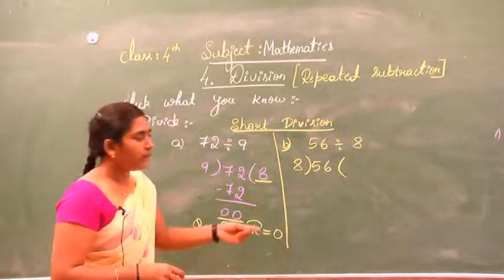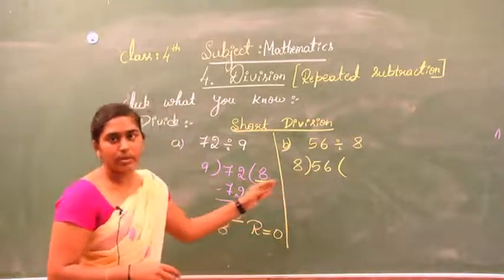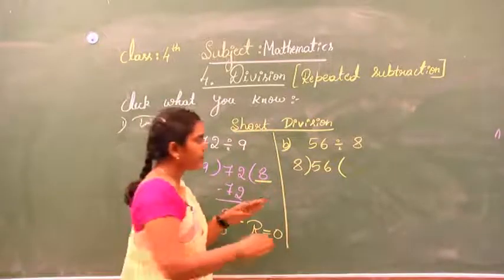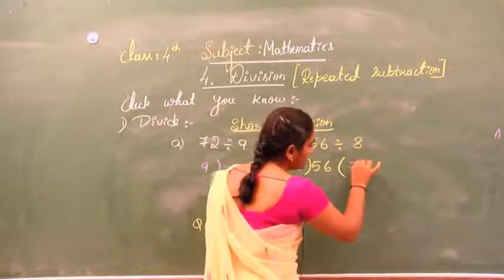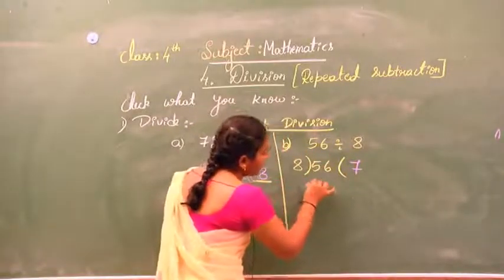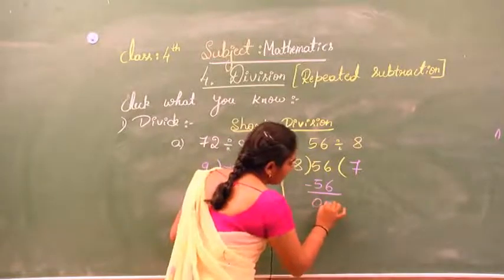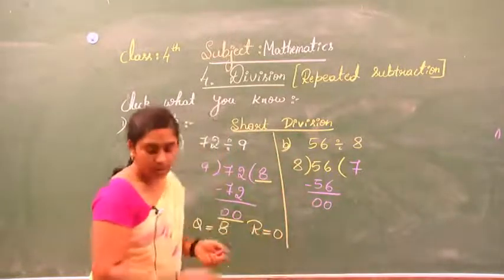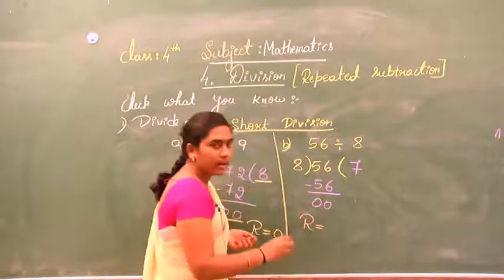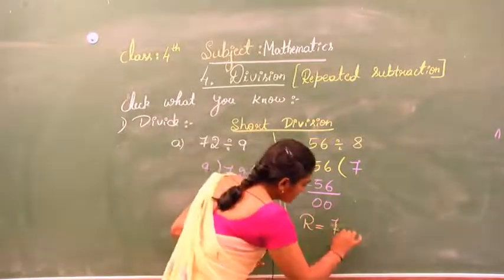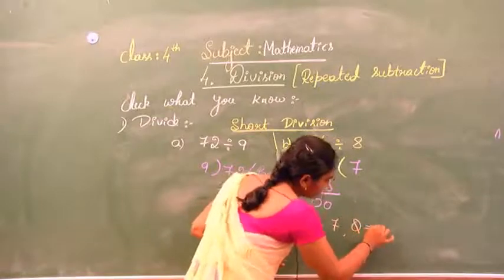Is there a number 56 in the 8 ones are table? Tables are very important in this chapter. 8 times how many do you get 56? 7s are 56 and the answer is 7. Correct? Now what is the remainder? Remainder is 0 and quotient is 7.